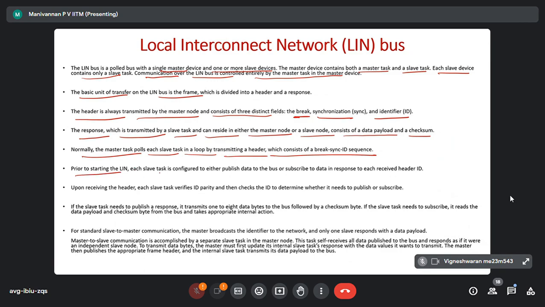Prior to starting a LIN frame, correct? Each slave device is configured on the LIN bus. When you start your vehicle, correct? When you give the power, what will happen? Each node, which is master plus slave, they will publish data, which is also called published data, in response to the received header ID. When you start the first time, they have to settle themselves, correct? Upon receiving a header, each slave task verifies the ID parity and checks the ID to know whether it needs to publish. That's what I told you.